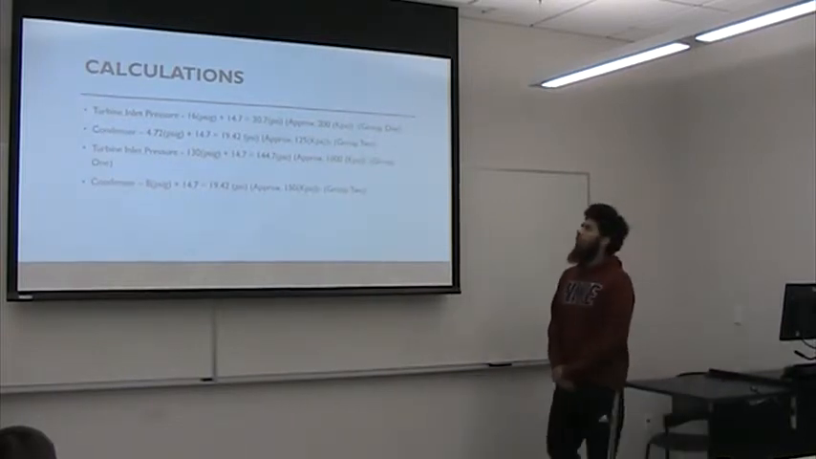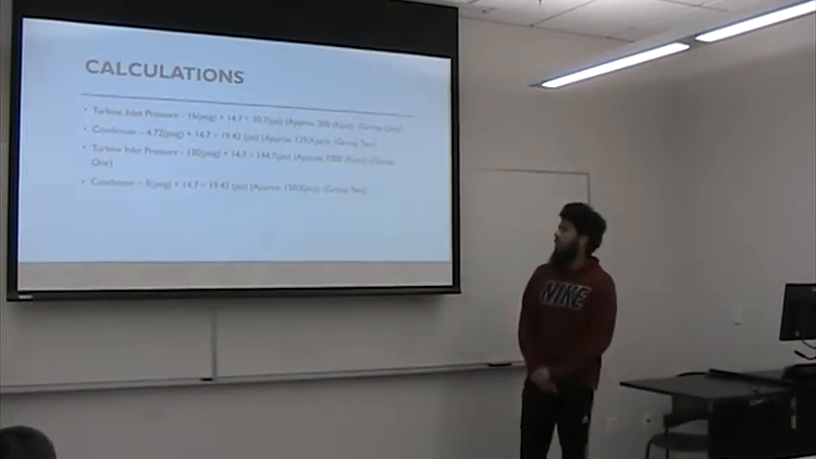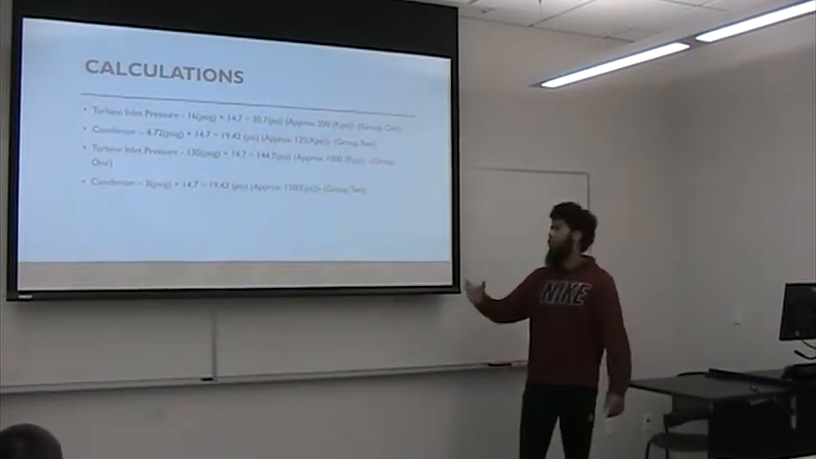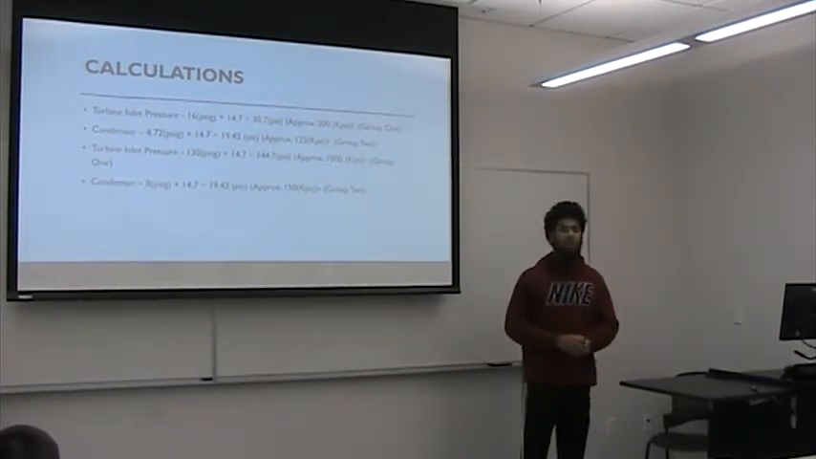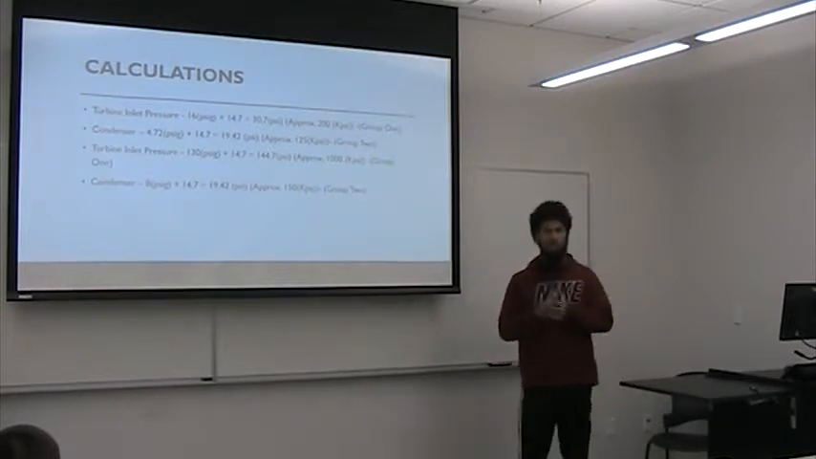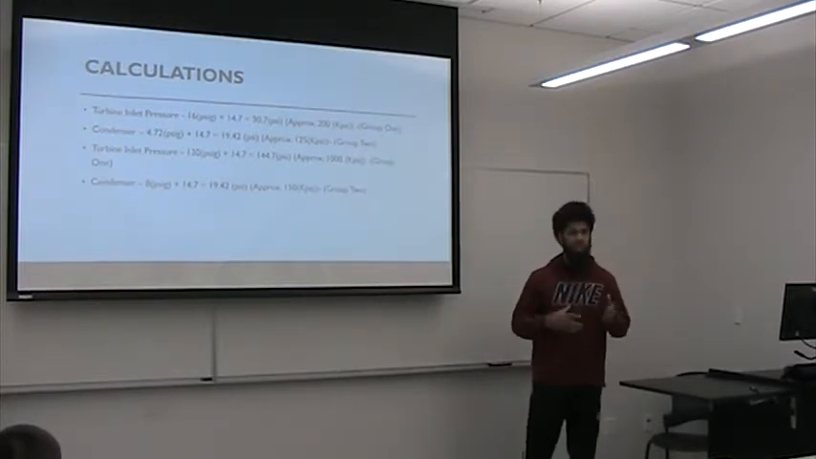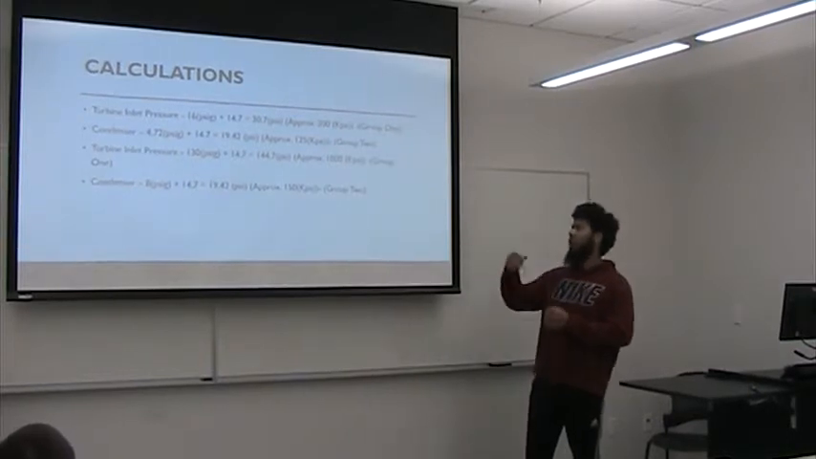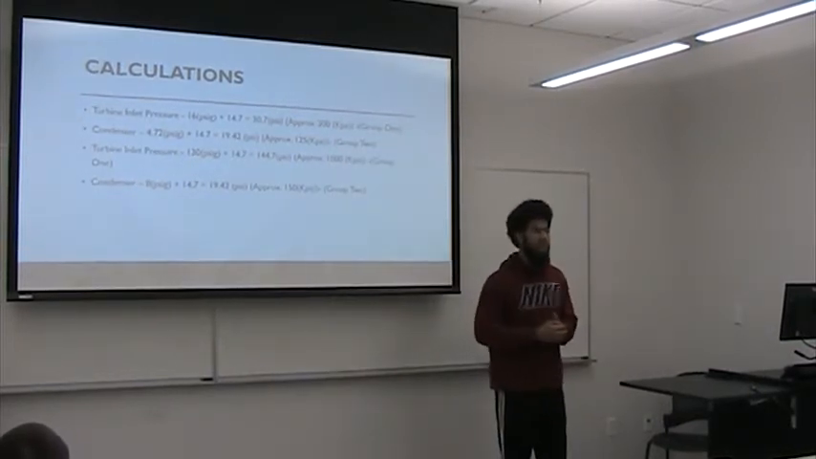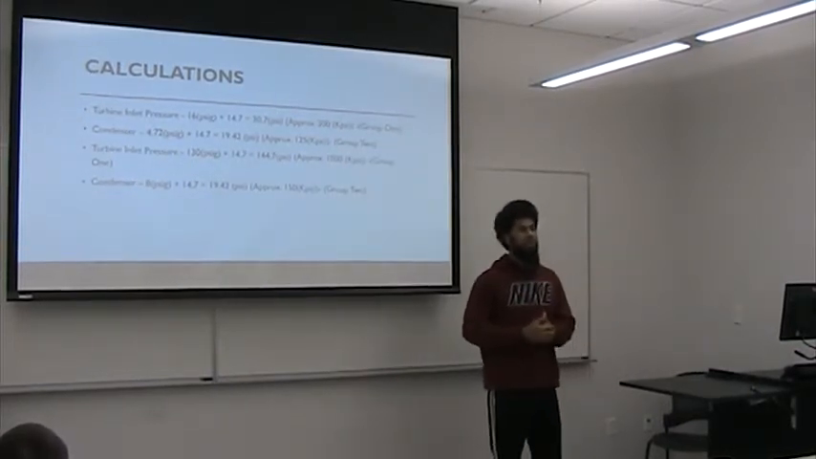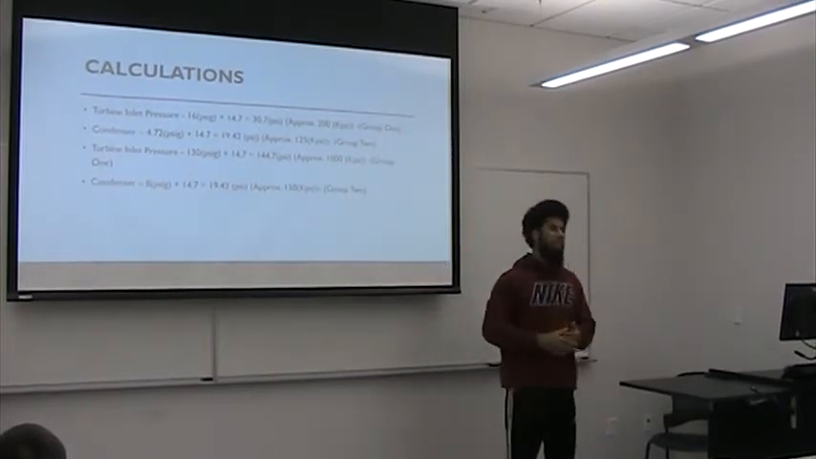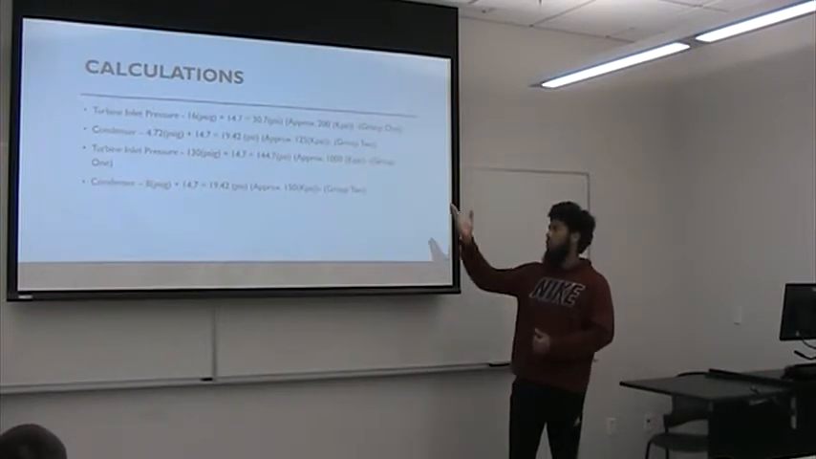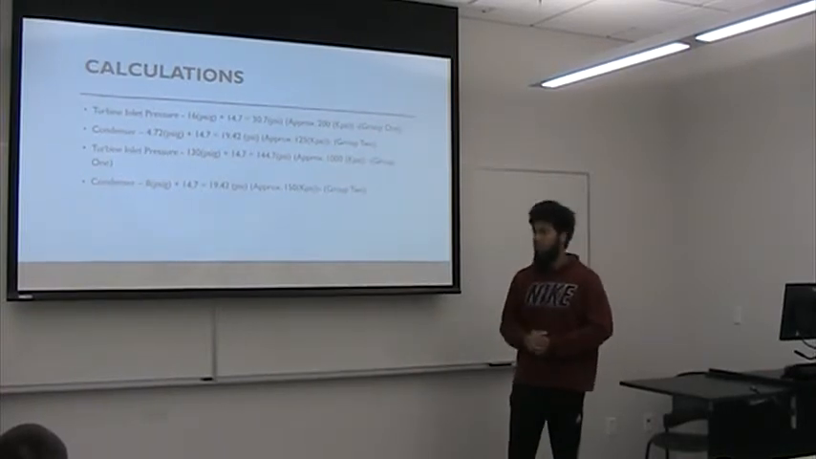So basically, for the turbine inlet pressure, I got 16 psig. I had to convert this to kilopascals because the steam tables are based on kilopascals, and to make the calculations easier I had to add 14.7, which is the absolute pressure at sea level. I had two readings because I had to compare those two values: the turbine inlet pressure and the condenser.